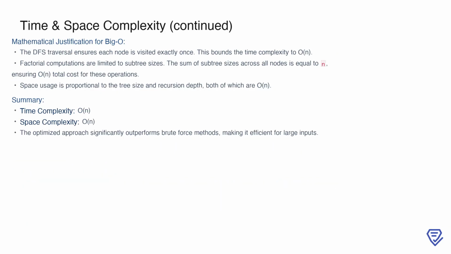Finally, the mathematical justification for the time complexity lies in the DFS traversal, which ensures that each node is visited exactly once. This bounds the traversal cost to O(n). Factorial computations are limited to subtree sizes, and since the sum of subtree sizes equals n, this also contributes an O(n) cost. On the space side, the adjacency list and recursion depth are both proportional to the number of nodes, resulting in an O(n) space complexity.